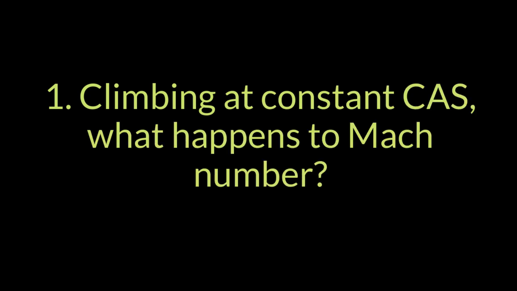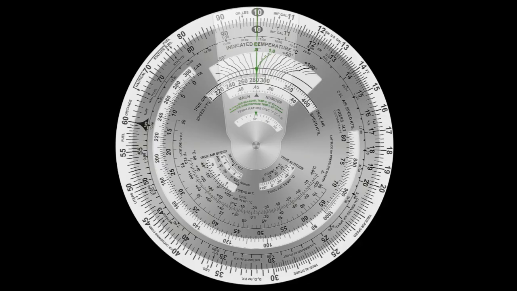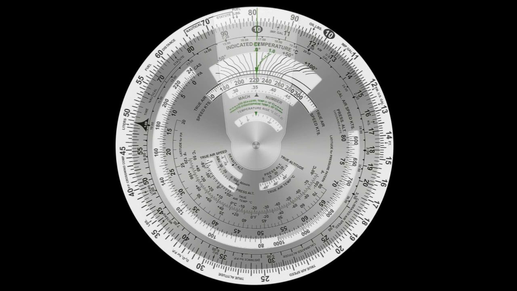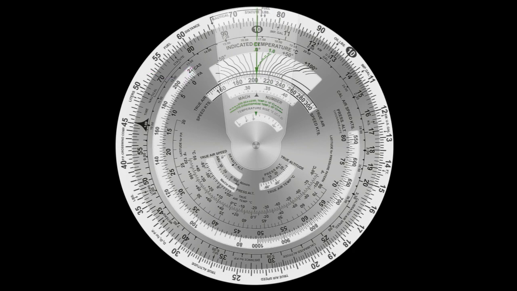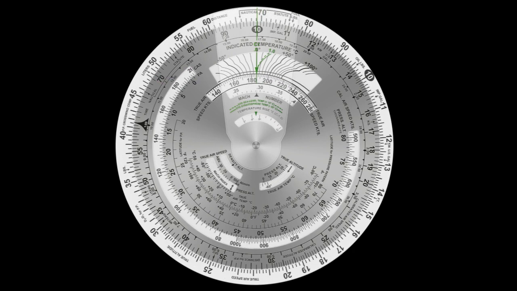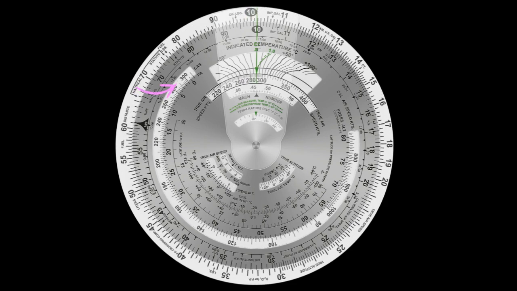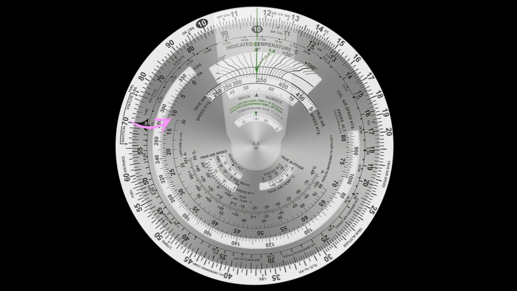So today we're going to answer a number of questions. The first question is: climbing at constant calibrated airspeed, what happens to the Mach number? Perfect. What I do is take a calibrated airspeed I like, for example 300 knots, and an altitude I like. I take calibrated airspeed 300 knots and set it at 10,000 feet. That's my Jeppesen computer set: 300 knots at 10,000 feet.